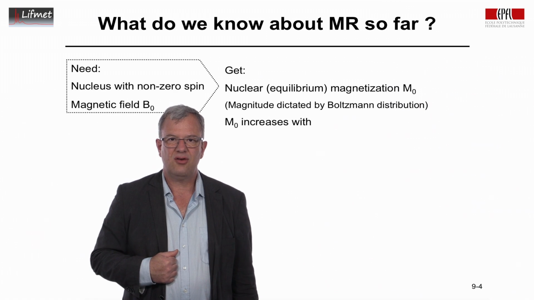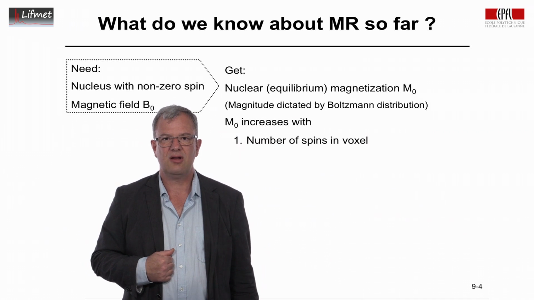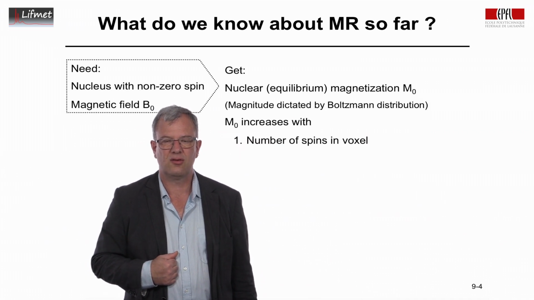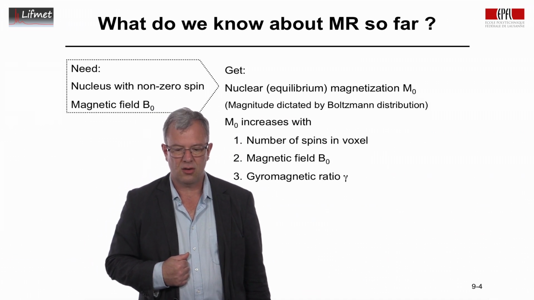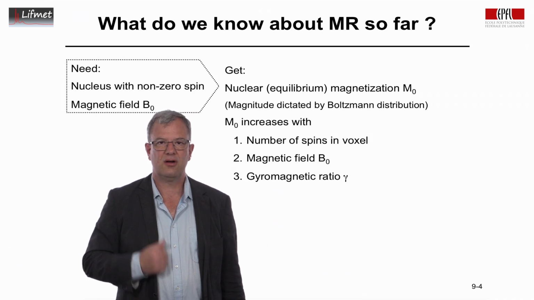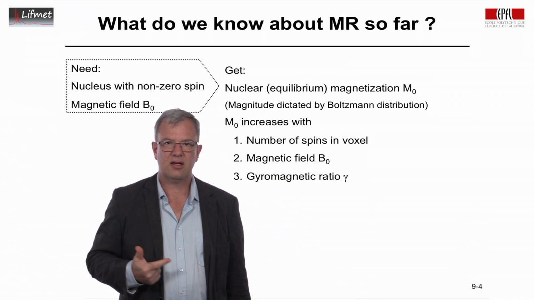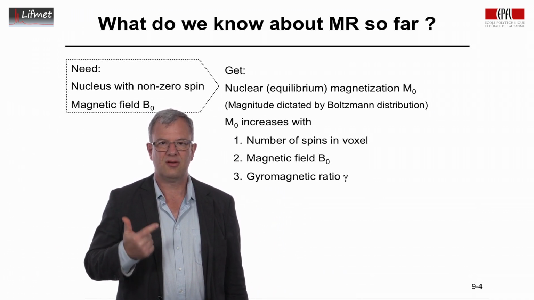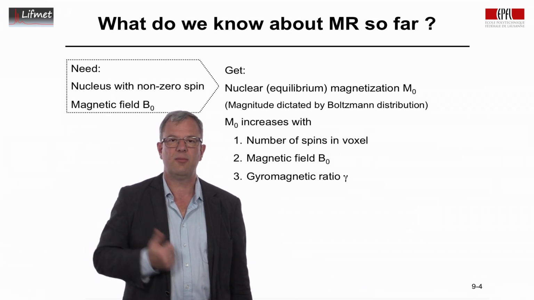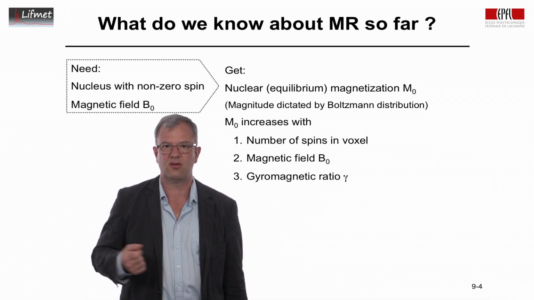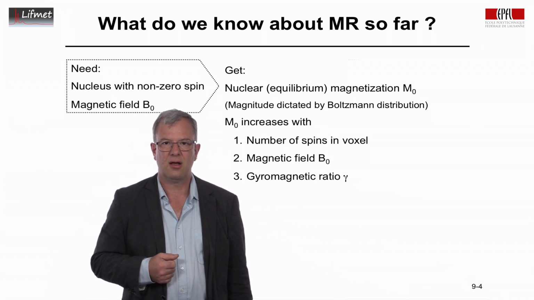This equilibrium magnetization, the thermodynamic nuclear equilibrium magnetization, increases with the number of spins in the voxel, the magnetic field B0, and the gyromagnetic ratio gamma. So these are three key elements: number of spins in a voxel, B0, and gyromagnetic ratio gamma. Some of these are parameters that we have limited control over. Gyromagnetic ratio we have no control over. Number of spins in a voxel, we can change the size of the voxel. That we can change. And the magnetic field is something we can experimentally alter.